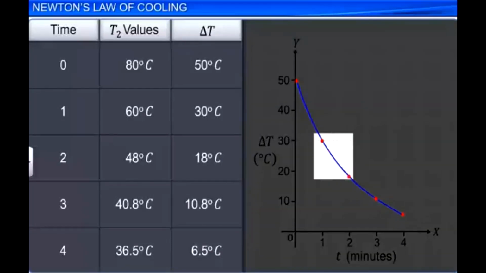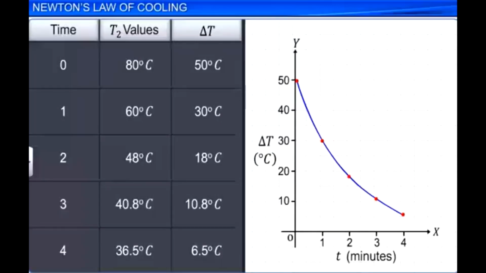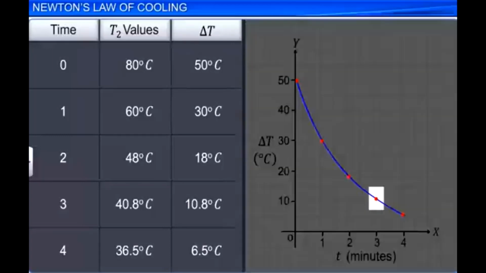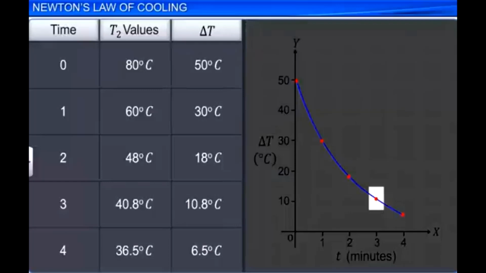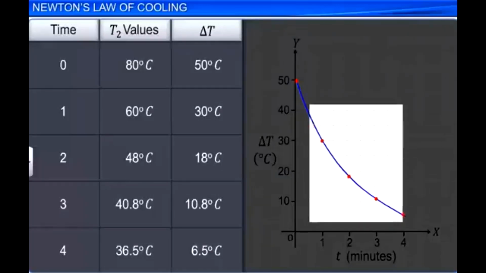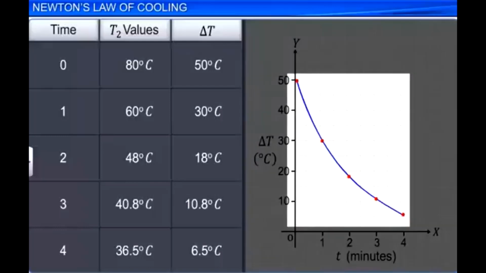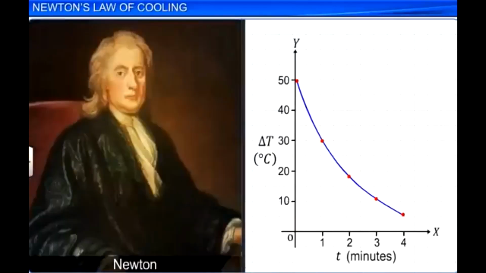With the passage of time, the temperature difference between the hot water and its surroundings decreases, and hence the change in the temperature of the water also decreases. Newton made a systematic study of the cooling of different bodies and proposed a law known as Newton's law of cooling that holds good for small differences in temperature between a hot body and its surroundings.